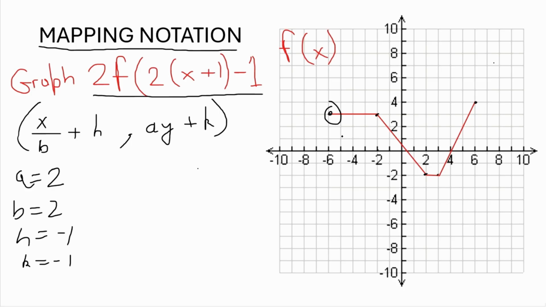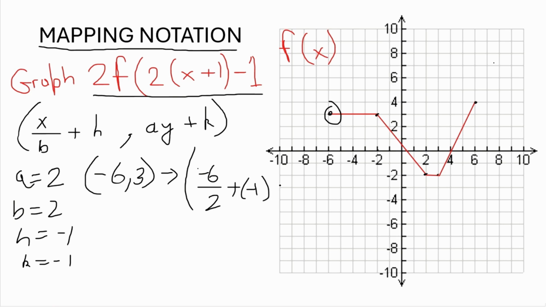But as I said, mapping notation works for anything. So what's our first one? Let's take this point for example. It's -6 and 3. To transform this, your new point for your new graph is going to look like -6, x value divided by b, which is 2, plus your h, which is -1, comma, your a value, which is 2, multiplied by your y, plus your k, which is 1.